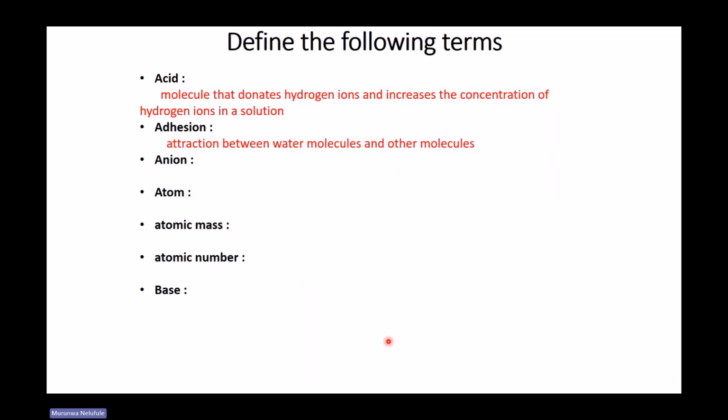This is an easy one. Anion. It is an atom with a negative charge, or an atom that has more electrons than protons. Am I right? I don't know. Well, we will find out. Anybody else? Can I answer, sir? Yes, please. I think an anion is a negatively charged ion.